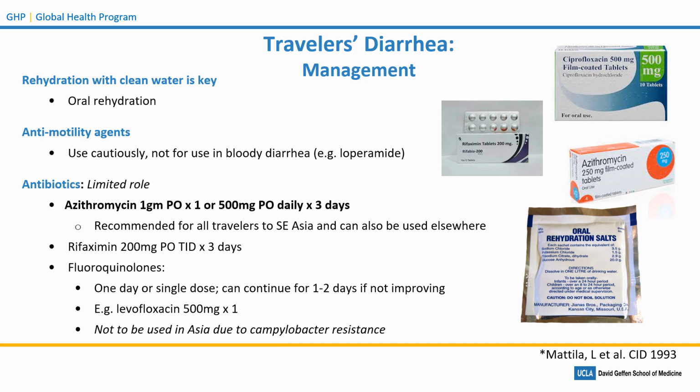The most important part of traveler's diarrhea management is rehydration with clean water. Anti-motility agents should be used pretty cautiously and definitely not in bloody diarrhea. And antibiotics have a limited role, but if you do end up taking antibiotics because your symptoms are persisting, the recommendation is to take azithromycin. You can either take 1 gram once, or you could take 500 milligrams once daily for 3 days. And this is definitely recommended for all travelers to Southeast Asia, but it can also be used elsewhere.